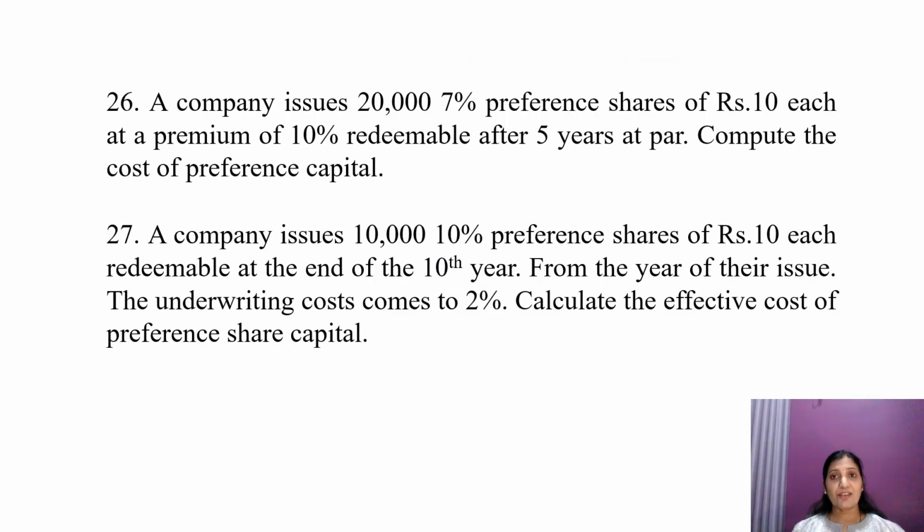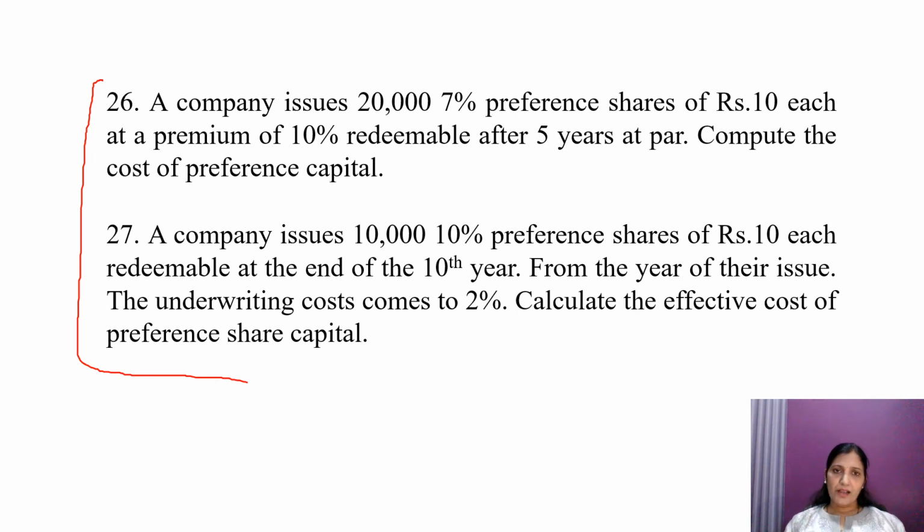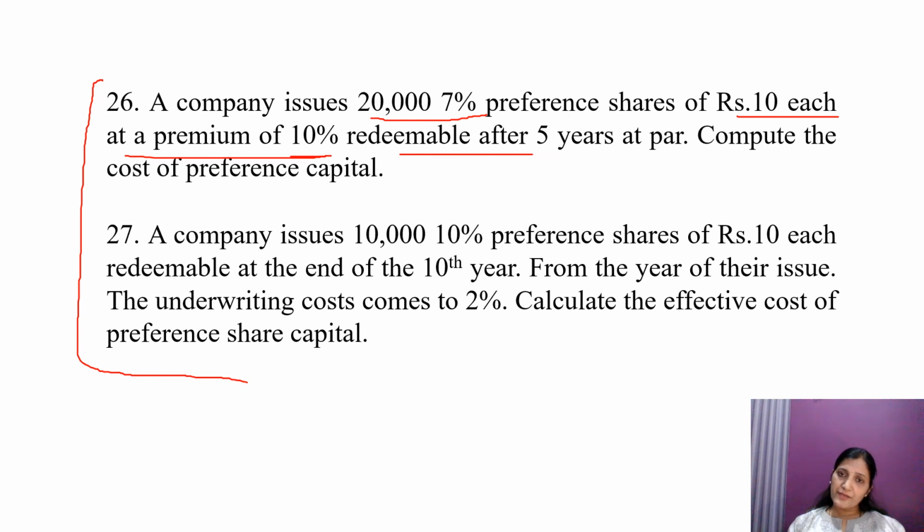So friends, I have given 2 problems as home assignment for you. 26, 27, solve this at home. They are simple and almost same. A company issues 20,000 7% preference shares of rupees 10 each at a premium of 10%. Here during net proceeds you have to take this 10%. Redeemable after 5 years at par. Compute the cost of preference share capital.